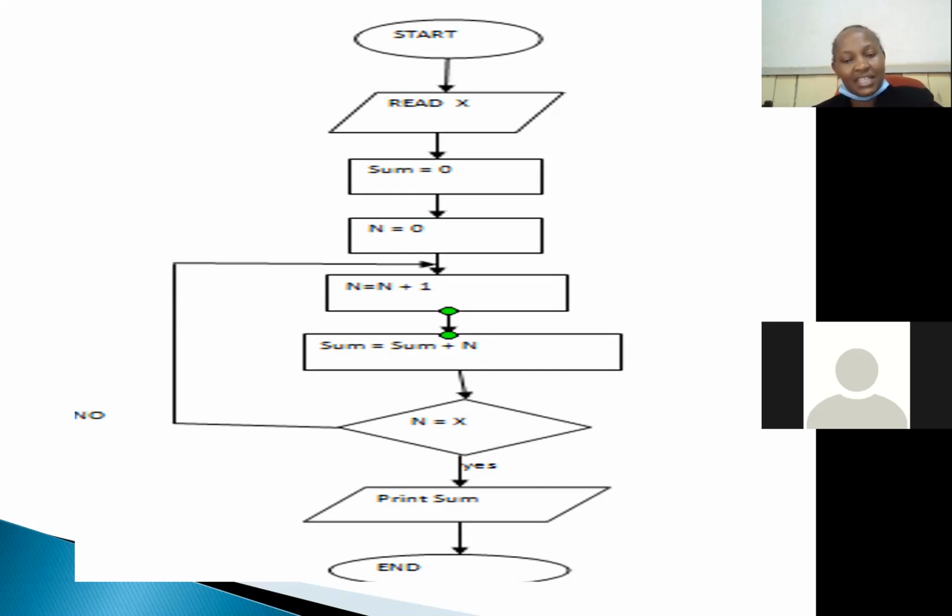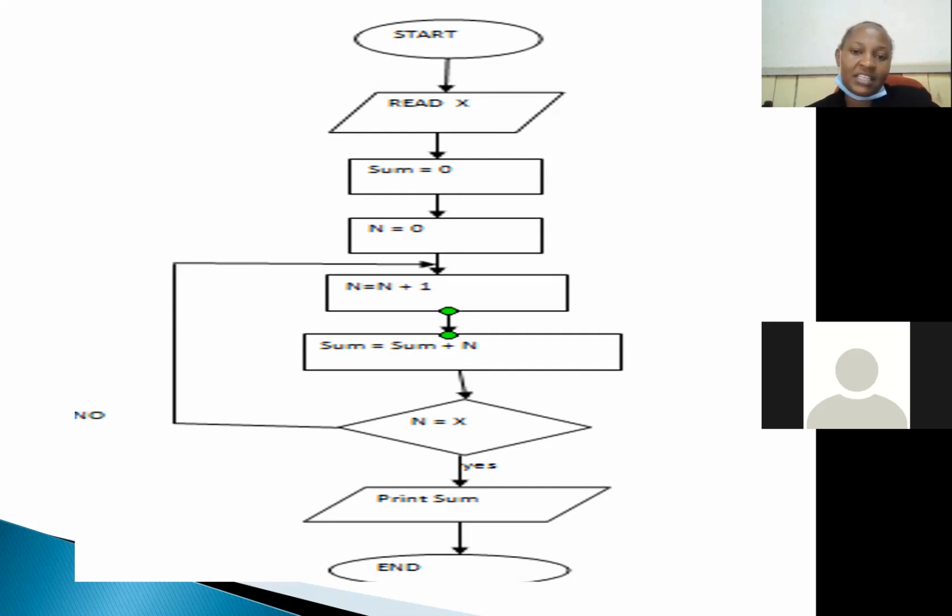Repeat. Then which statements are we repeating in this case? We are repeating n equals n plus 1. We are also repeating the execution of the statement sum equals sum plus n. Then you write the condition, which should read as until n equals x. Then from there you write print sum and then stop.